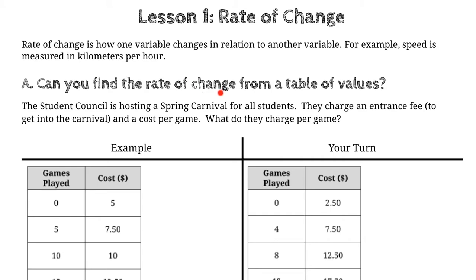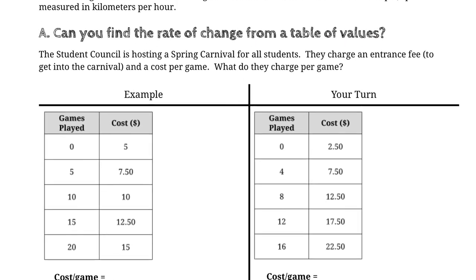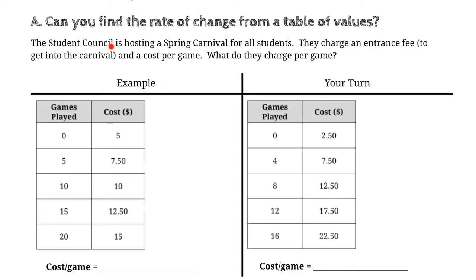But how do we find a rate of change from a table of values? So let's look at this first example here. The Student Council is hosting a spring carnival for all students. They charge an entrance fee to get into the carnival and a cost per game. What do they charge per game? So the rate of change in this case is the cost per game. That's how much it costs to play one game.